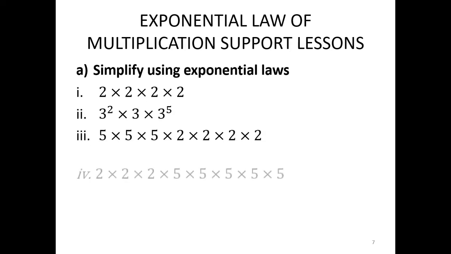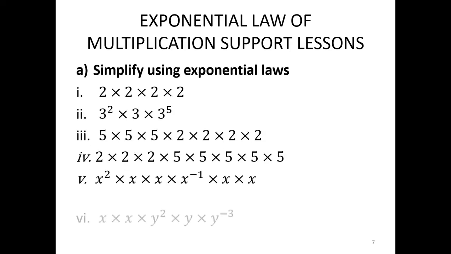Okay, now let's apply the exponential laws to reduce the following. The first one will be 2 to the exponent of 4. You write it as a single base and you add the exponents. Note that if the exponent of the base is not written, then that base has an exponent of 1. So you will simply write it as a base of 2 and simply add the exponents. The base remains the same. All you do is add the exponents.